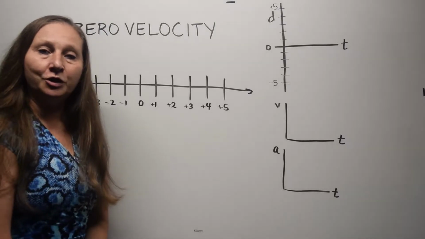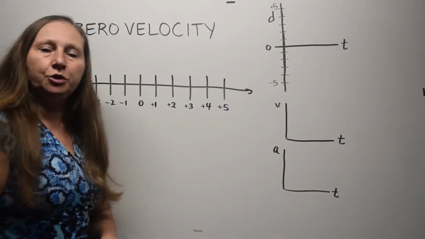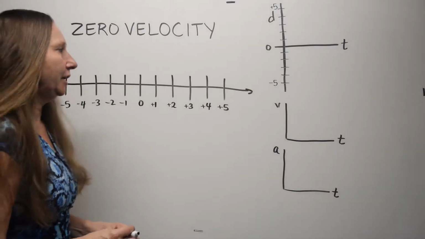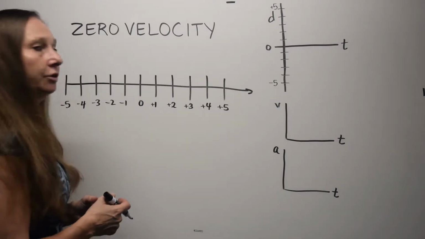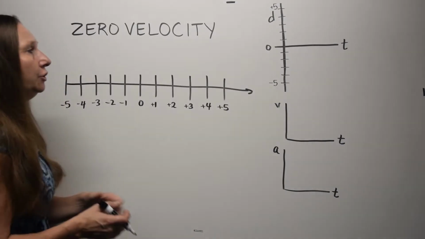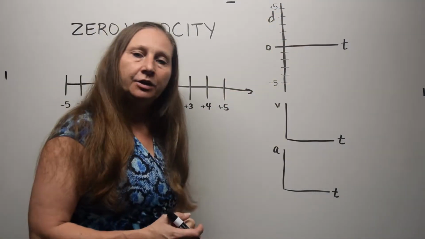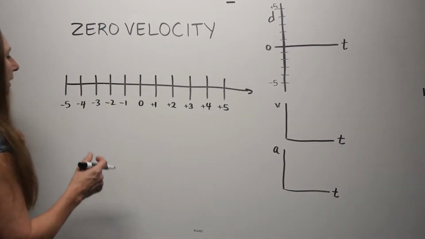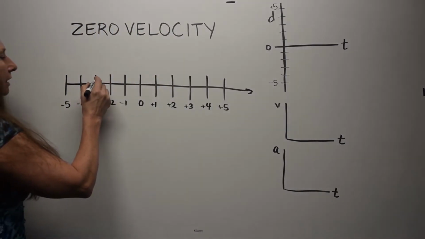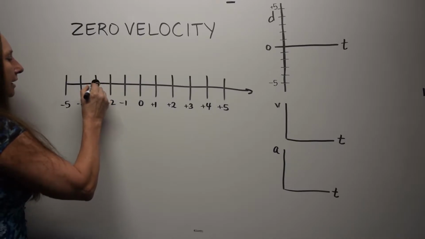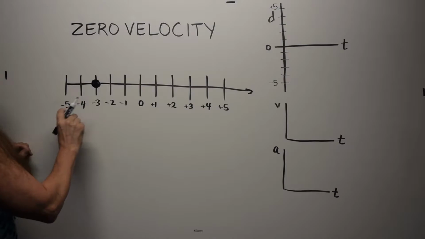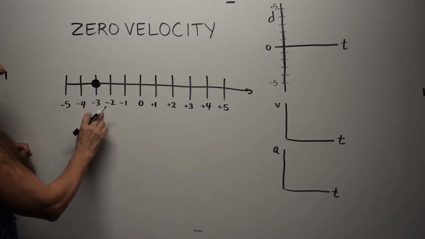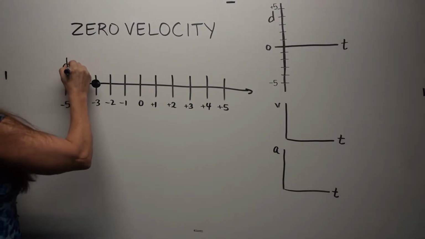Zero velocity, of course, is pretty straightforward, but we'll go into it quickly for the thoroughness of the video. Now, the one thing that you might not realize about zero velocity is that you can show it any place on a displacement time graph. Let's just say, for example, that this person is standing at -3, and they're not going to move. In other words, -5, -4, -3 are displacements.